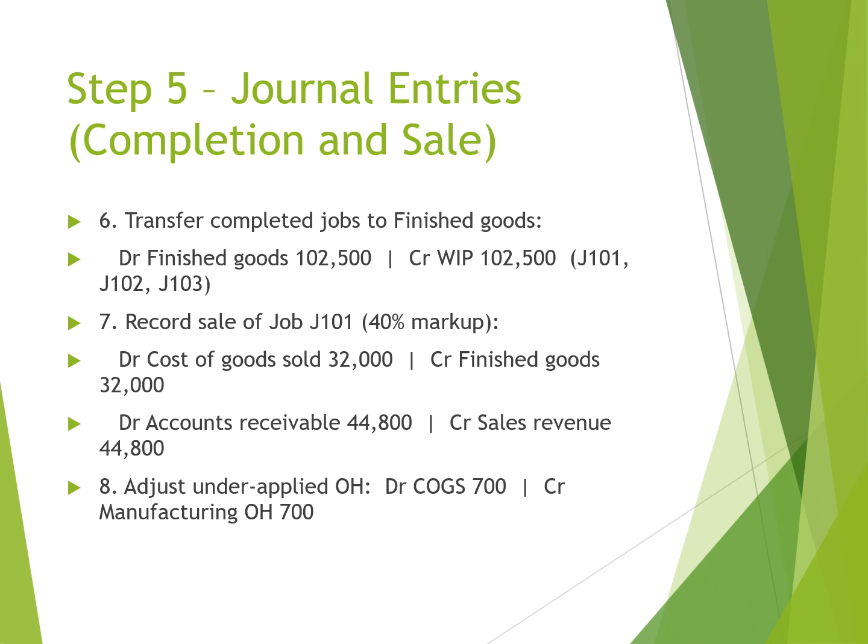When job J101 is sold, we have two entries. First, to move the cost, debit cost of goods sold $32,000, credit finished goods $32,000. Second, to record the revenue at a 40% markup, debit accounts receivable $44,800 and credit sales revenue $44,800. Finally, we adjust the under applied overhead: debit cost of goods sold $700, credit manufacturing overhead $700.